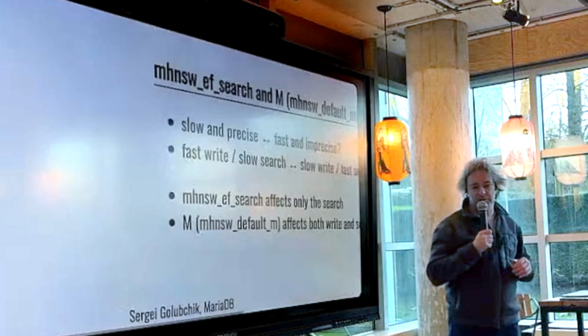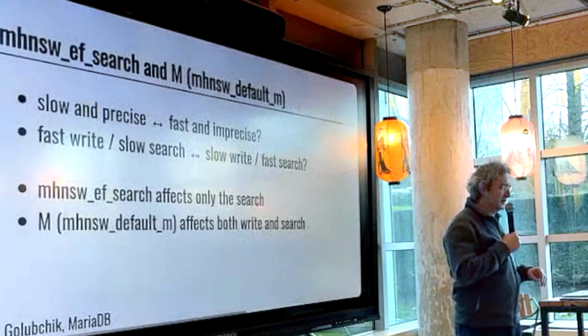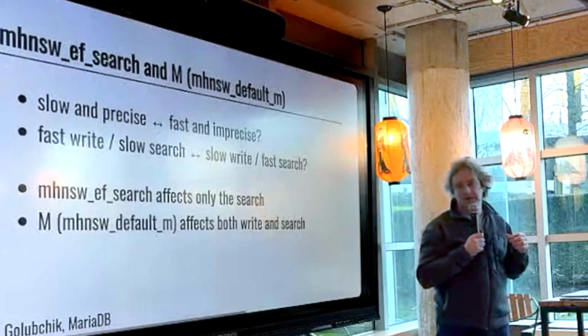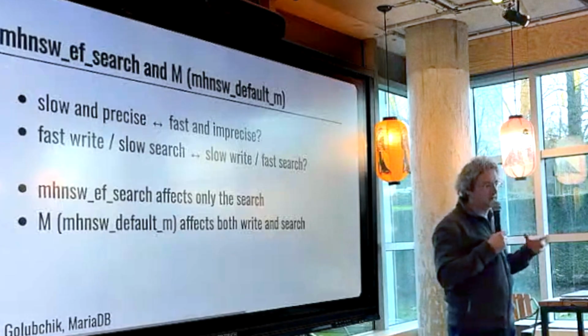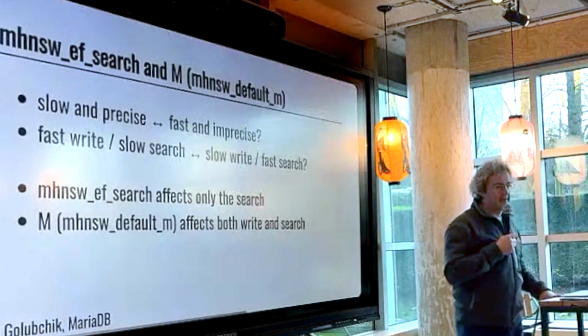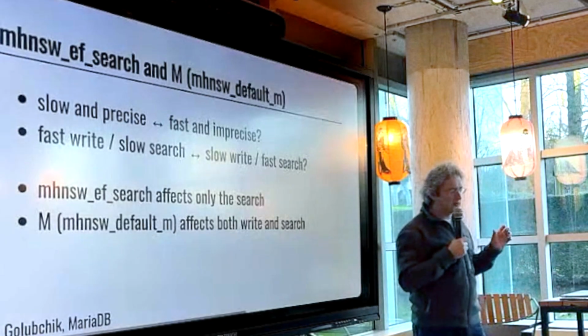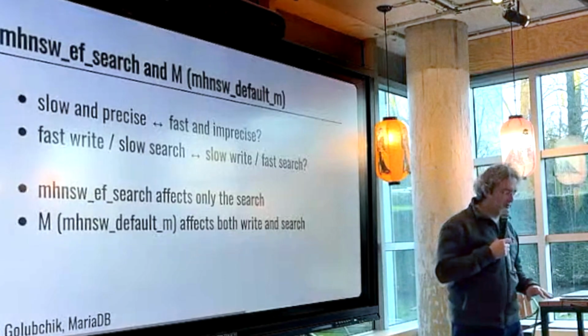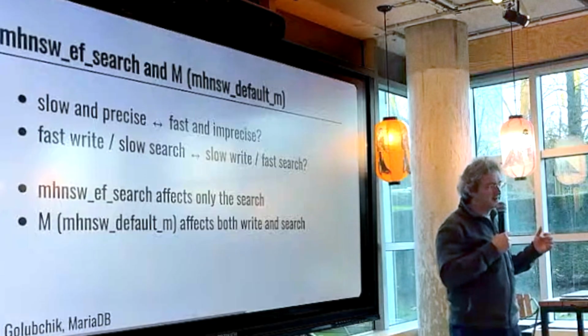And now there are two real tuning parameters. One is called EF search, and one is called M. The M is again specified per table. If you don't specify it per table, then the default M variable will be used. And they allow you to tune the vector search in two different dimensions. You have two degrees of freedom.